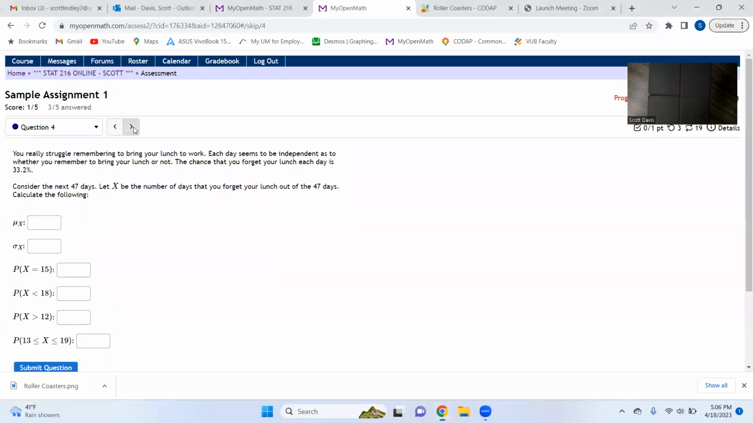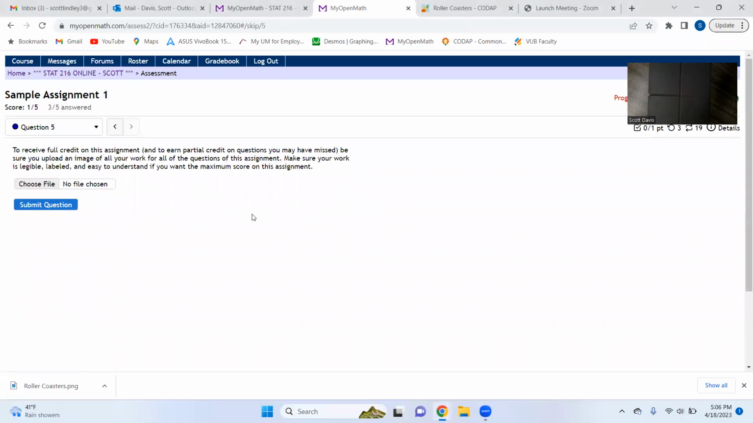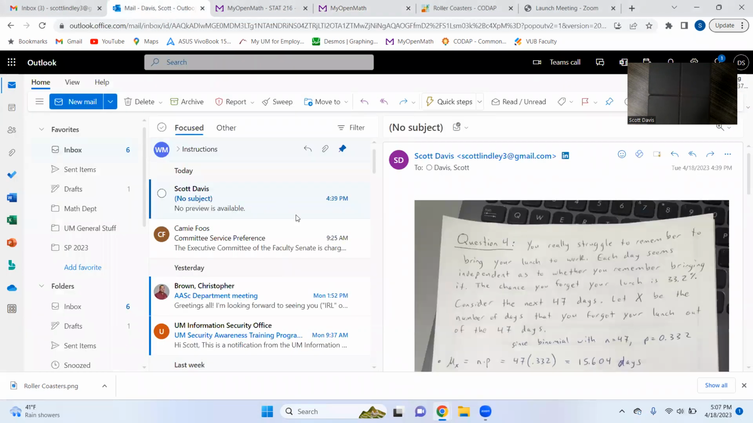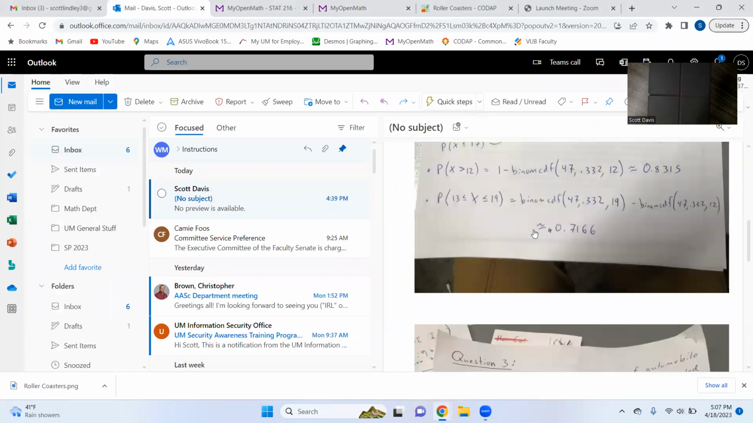So finally, the first couple questions are really not work to be shown. It's a lot of essay responses, but later on it becomes more mathematically heavy and there will be work. So it'll look more like question 4 and question 3 with those distributions. And what you will do is upload a file, and it has to be a PDF. So I have already, as an example, taken pictures of this work.